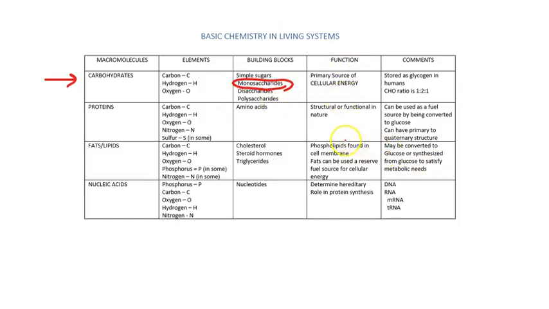Function, primary source of cellular energy. Could I have said short-term storage for glycogen? Could I have said cell recognition and signaling? Yes. And then some comments, it's going to be stored as glycogen in humans. Here's a ratio. Really comments, you can write any notes you want that you want to add. And that can come from the book, that can come from the active reading guide, that can come from the lecture, or whatever you think in your mind. Anything that's going to help you figure that piece out. Let's move on to lipids.